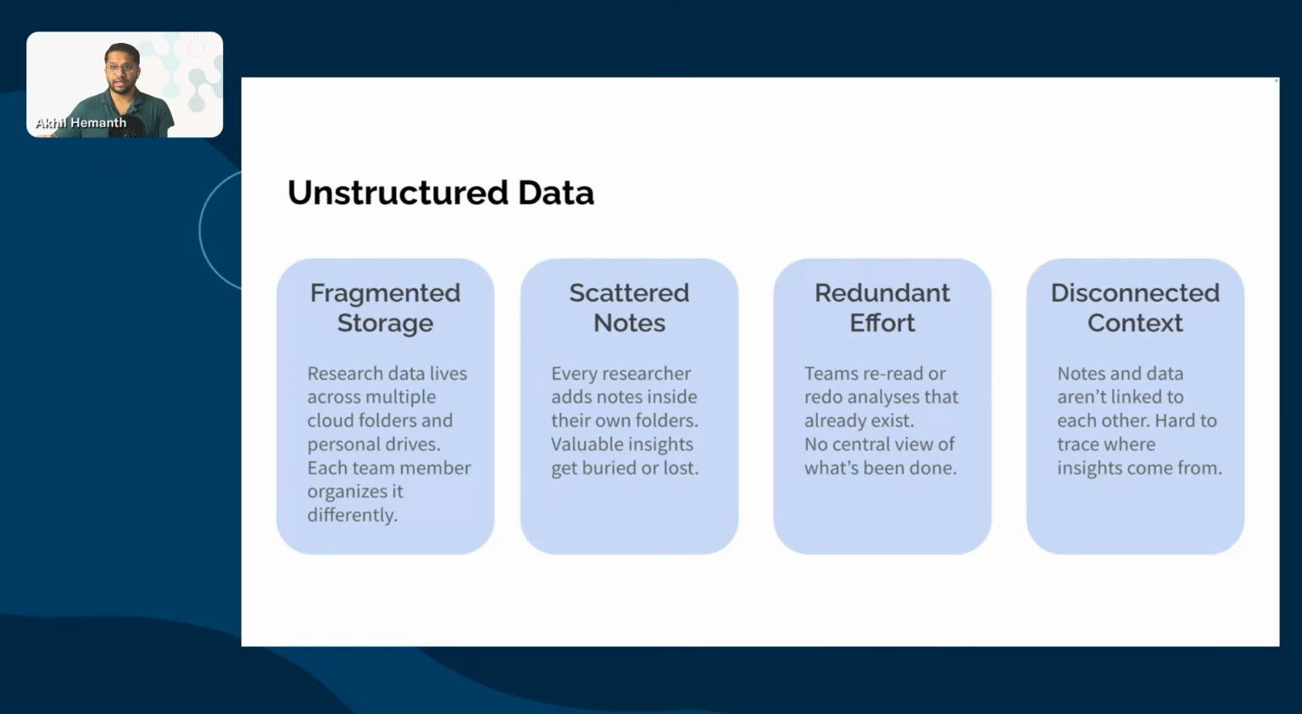Redundant effort. If one team member does some kind of research, but then the other team member would have to look at the notes and may also have to look at the data, you're kind of duplicating the work over and over again. And also disconnected context. Notes and data are not linked together, and so it's hard to find which research paper the notes were made from.